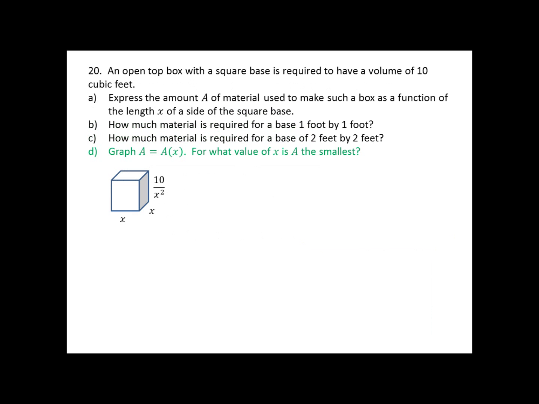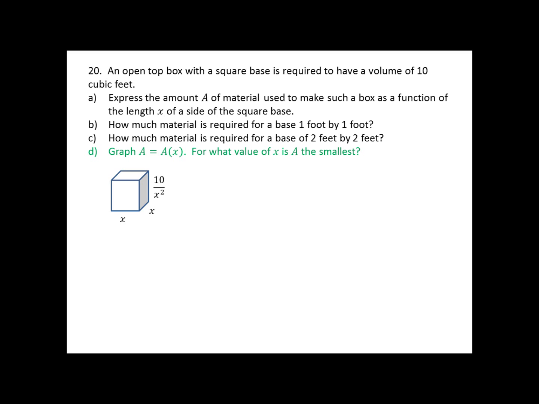Okay. Let's move on. Number 20. An open top box with a square base is required to have a volume of 10. They need us to express the amount A of material used to make such a box as a function of the length x of a side of the square base. They want to know how much material is required for a base 1 by 1, how much material is required for a base of 2 by 2.